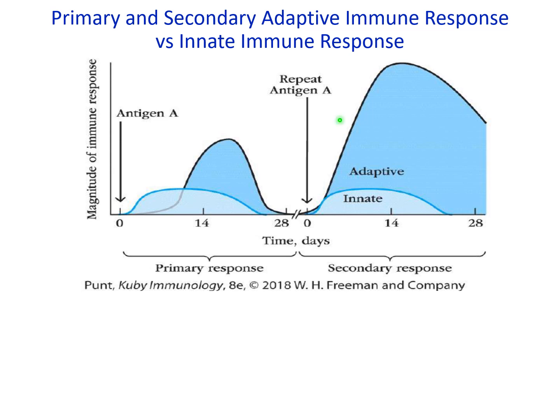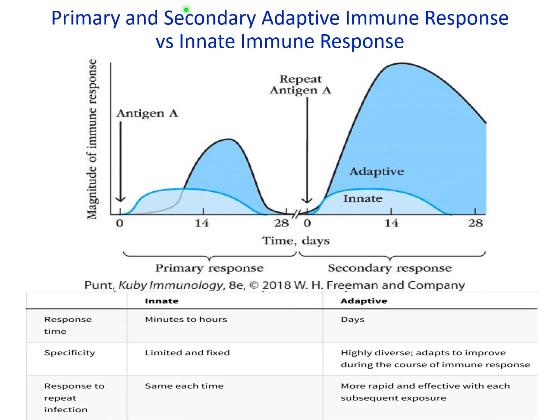We can therefore have several ways of comparing and contrasting the innate and adaptive immunity. The innate immunity response takes minutes to hours, while adaptive immunity takes days. The innate immunity is limited and fixed, while adaptive immunity is more diverse and specific. Response to repeated infection will be more rapid and effective for adaptive immune response, while it will be the same each time for innate immune response.